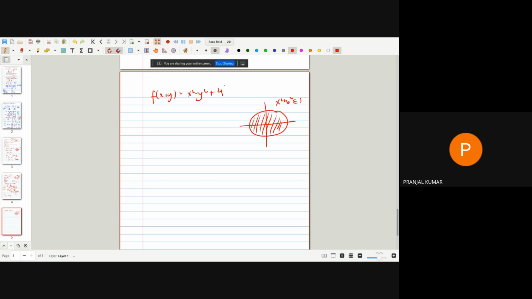So okay, what we were saying was y square equals 1 minus x square. This is your boundary. Now y equals plus minus square root of 1 minus x square. Okay.